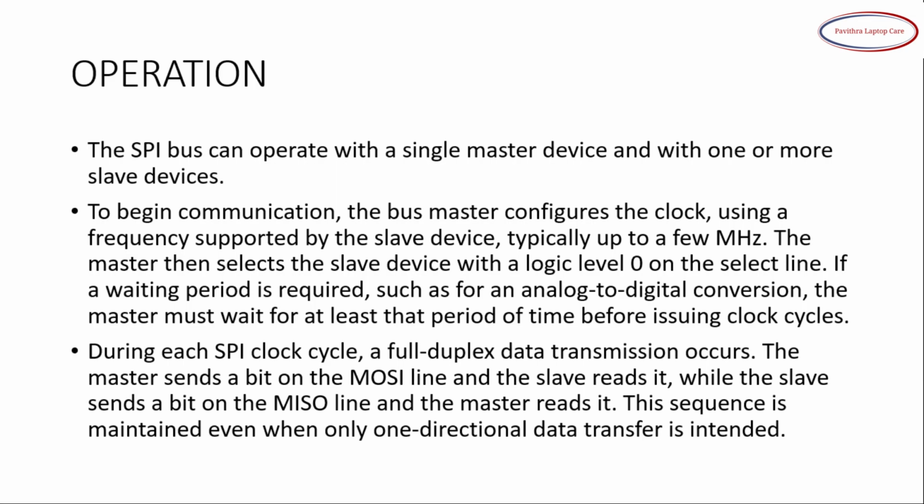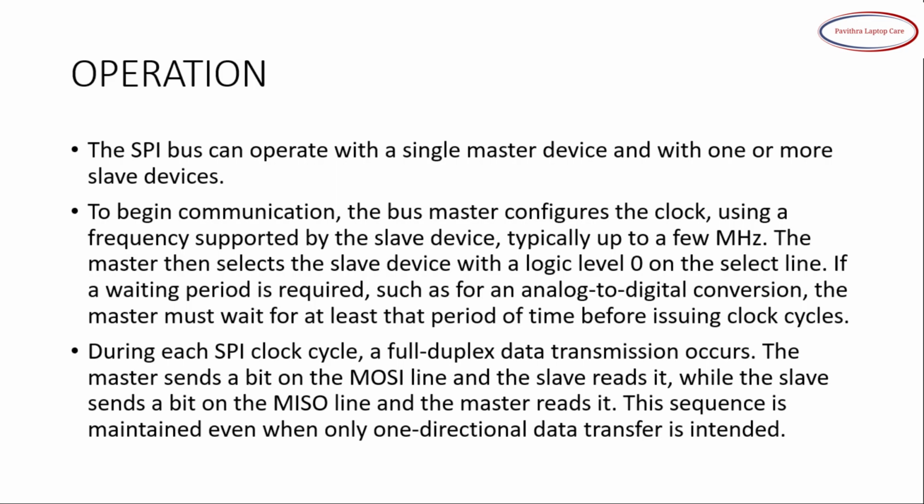Full duplex. If the slave is ready, the master sends a bit on the MOSI during the SPI clock cycle. The master reads from the slave device while the master sends a bit on MOSI, master out first, and the slave reads it. As already explained, MOSI means master out, and the master will send a signal to the slave, so it will wait for that period of time before issuing to the slave.